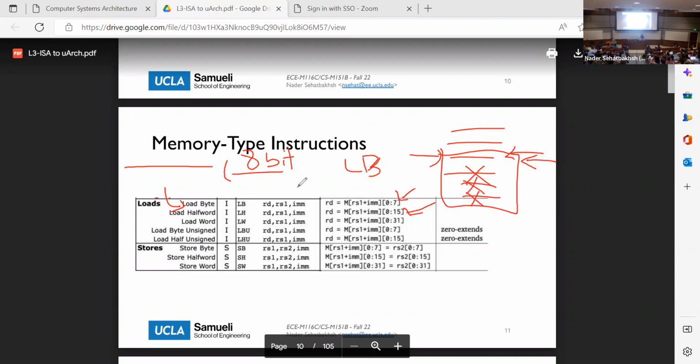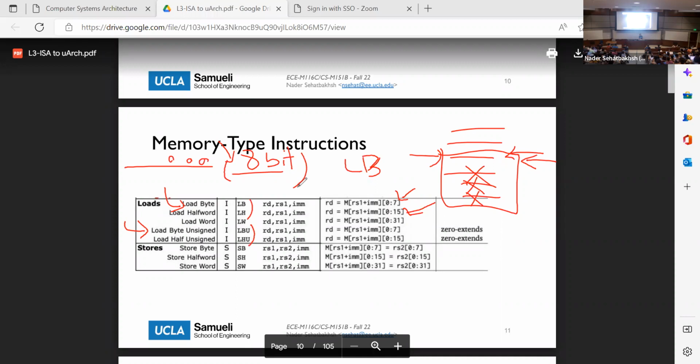Because I want to write this into a 32-bit register, right? So if I do the regular load byte or load half word, we're gonna sign extend it and write it to that part of the register. But if you do the unsigned version, we're just gonna zero extend it. So basically, we're just gonna read these 8 bits, and the rest is gonna be filled with all zeros, even if the sign bit of this last byte is 1. Okay, so that's the difference between these 2 instructions here and these 2 instructions here.